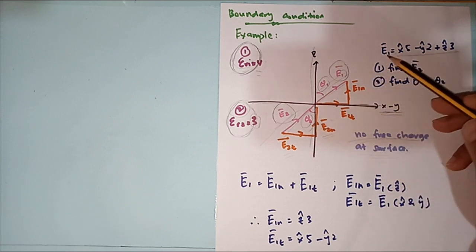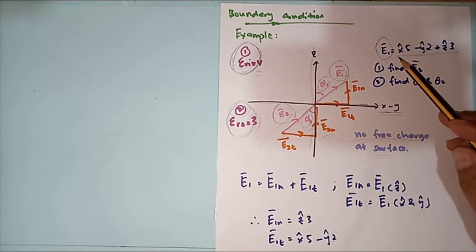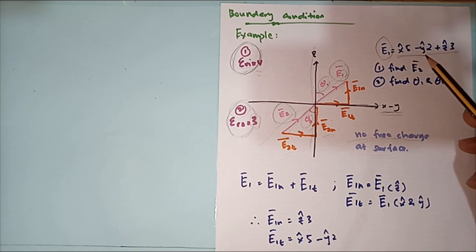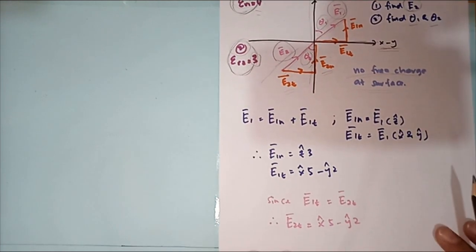So we are given the expression that represents our E1 vector is equal to x cap 5 minus y cap 2 plus z cap 3. And then we need to find the expression for the vector of E2 and the value for the angle theta 1 and theta 2.